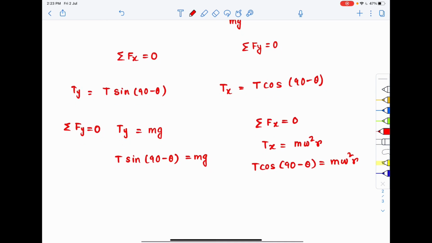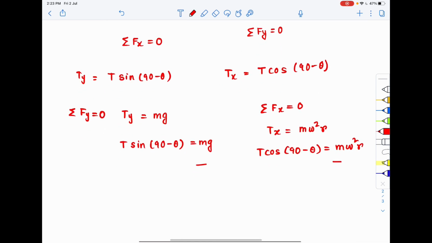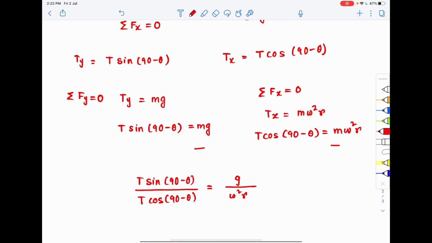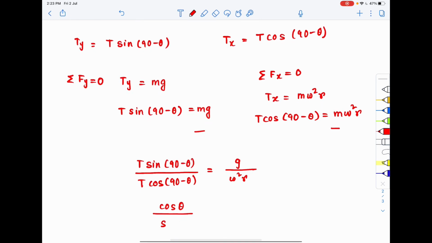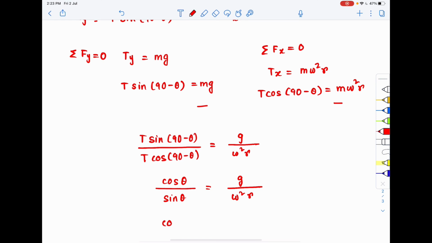Now if I divide these two equations, T sine 90 minus theta divided by T cos 90 minus theta should be equal to g by omega square r. What is sine 90 minus theta? Sine 90 minus theta is cos theta. And what is cos 90 minus theta? Cos 90 minus theta is sine theta. So this is equal to g by omega square r. So over here cot theta comes out to be g by omega square r.